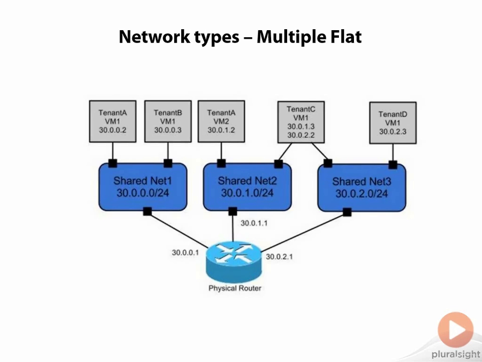So tenant A, you'll notice, has a VM1, which is on the shared net 1. And then VM2 for tenant A in the middle is allocated onto shared net 2. There's really no rhyme or reason to how those end up, but this allows us to expand that IP range, but again, using the same simple flat model. And then each range is provided a gateway to be able to map to the outside world.